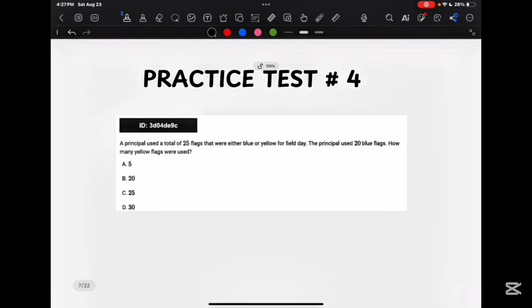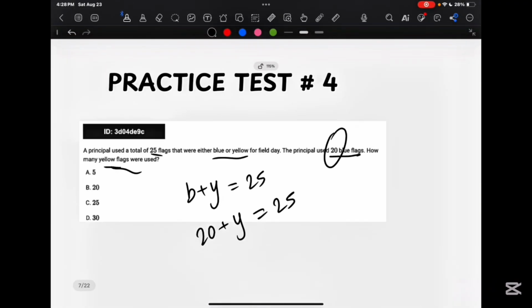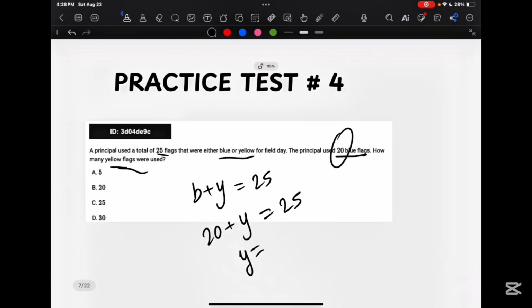Okay, so a principal used a total of 25 flags that were either blue or yellow. The principal used 20 blue flags. So how many yellow flags were used? So blue plus yellow is 25 flags. And they are telling us that they used 20 blue flags, and now they want us to find the value for yellow flags. So 20 plus 5 equals 25, and then we need to find the number of yellow flags, which is going to be 5. So option A is our answer.